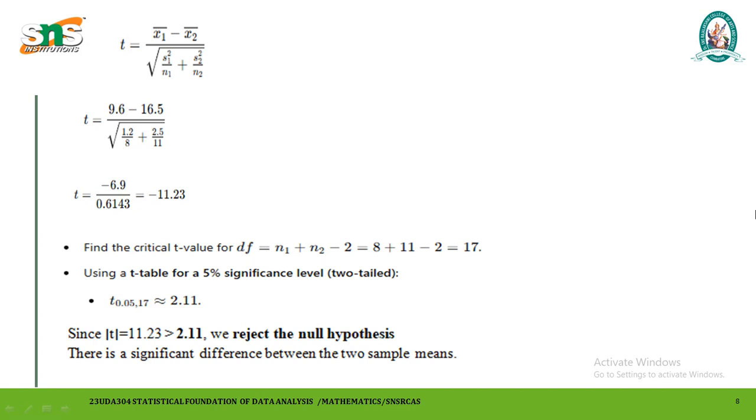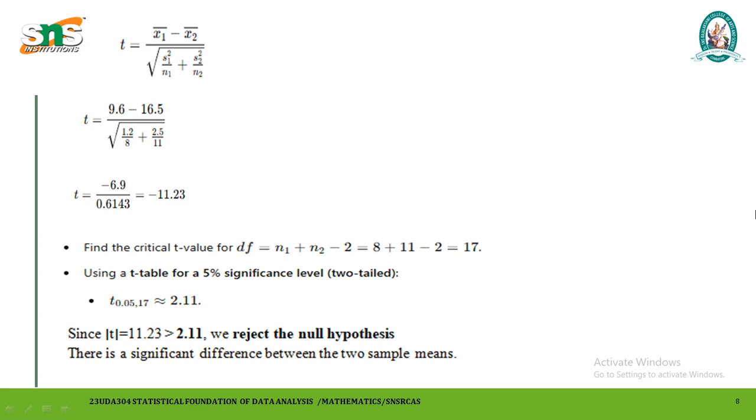Next we are going to find the degrees of freedom. Here the formula for the degrees of freedom is n1 plus n2 minus 2. By substituting the values, we obtain a degrees of freedom value of 17. Using the t table for the 5% significance level and the degrees of freedom 17, we obtain a value of 2.11.